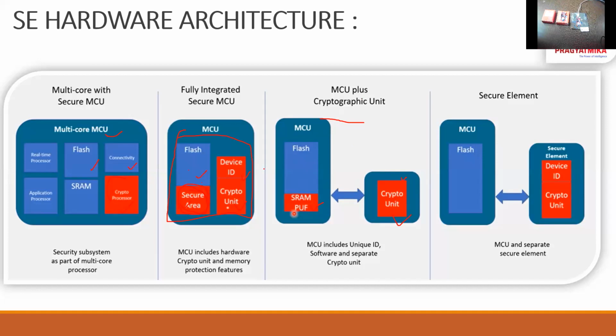And here in this MCU, the keys are actually software dependent. In this secured area also the keys are software dependent. In this MCU unit also the keys are software dependent, and only the crypto processor is a separate one. And then comes the secure element, which is the most used in the industry, where we have the microcontroller working separately. We don't have any of the secure things in the flash memory or in the SRAM. All the secure data is on your secure element, the crypto element.